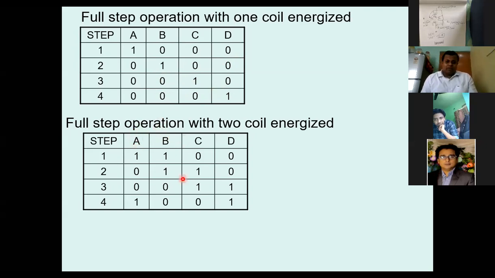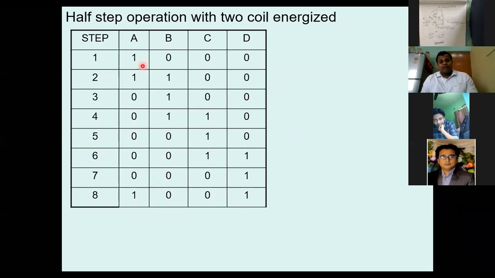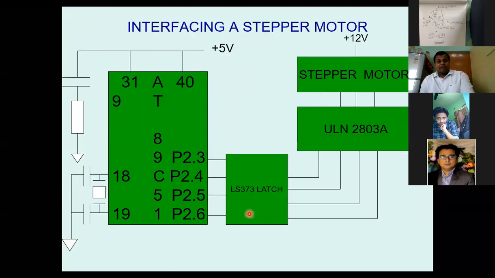For the two coil method, it is AB energized, then BC, then CD, then DA. In this way, it is the full phase with the two coil energized method. Next, first one coil, then two coil can be done, alternating. It increases the acceleration. In this way, the motor can be rotated. So next, I'm coming to this diagram.